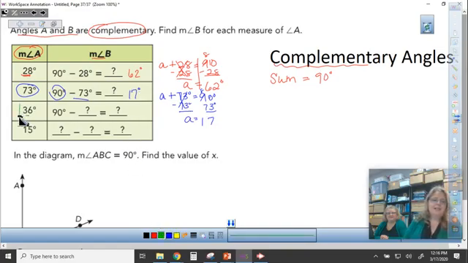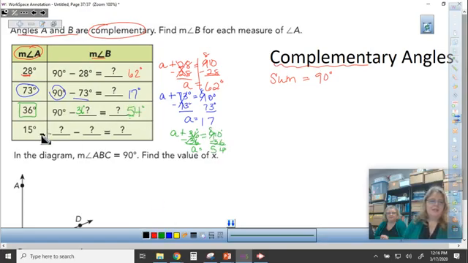The next one says 36 degrees. What is the complement of 36 degrees? They have us filling in this chart: 90 minus 36 degrees equals some number. So again, A plus 36 equals 90 degrees. I'm going to subtract 36 from both sides. And when I do that, I end up with 54 degrees.